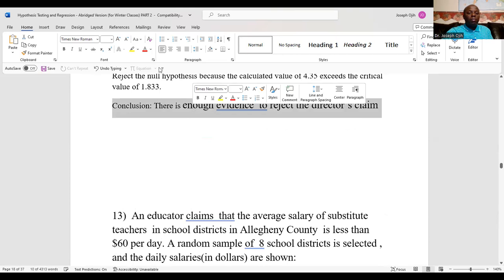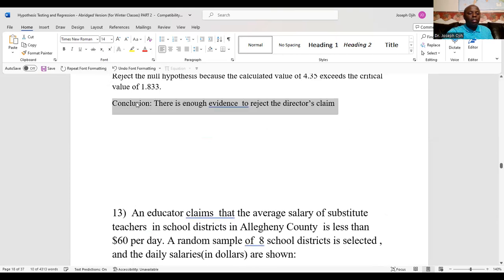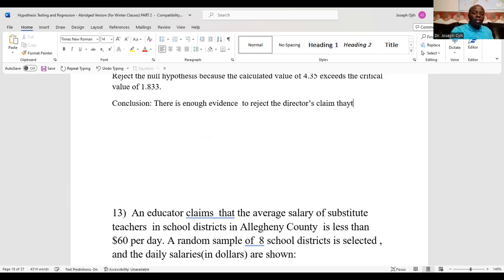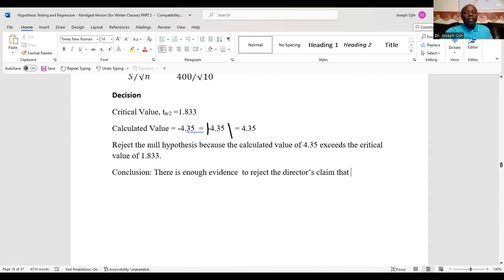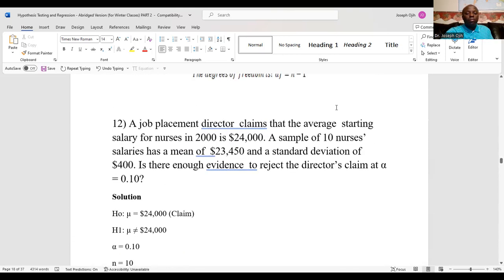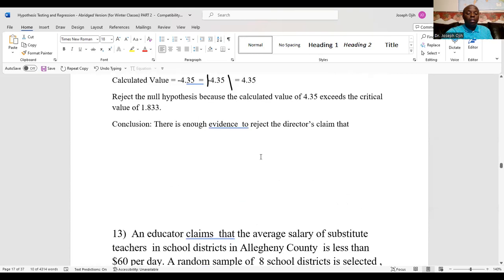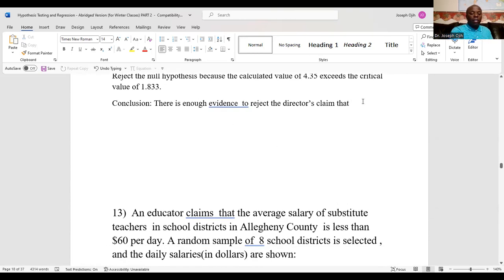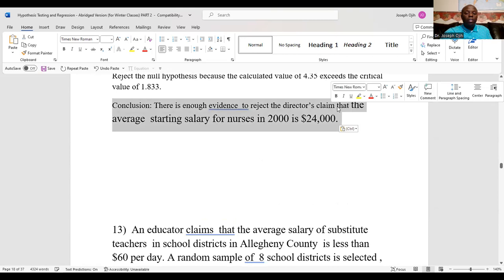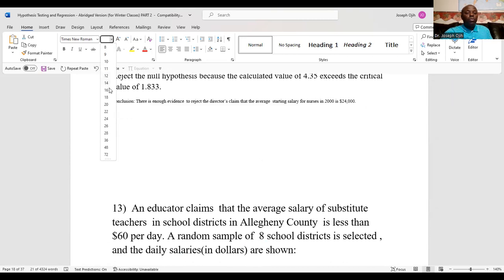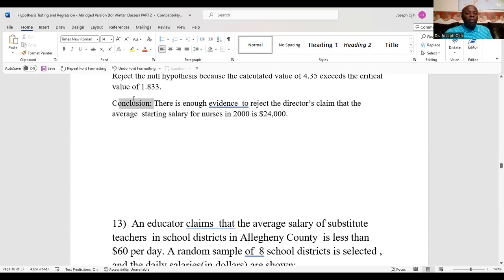I'm not able to reject the director's claim that was claiming that the average salary of nurses during that time is $24,000. So there is sufficient evidence that the average salary of nurses during the time under review is $24,000.